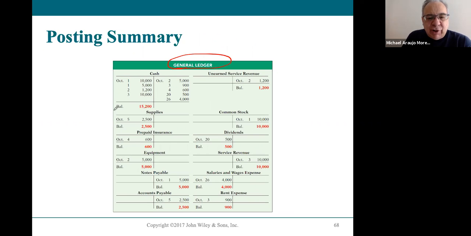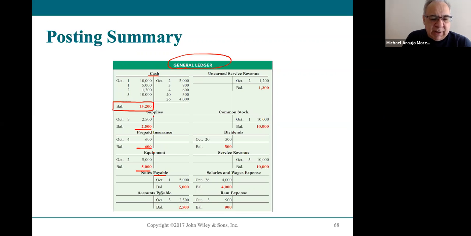The balance in the cash account is a $15,200 debit balance because the debit side of the cash account is larger than the credit side by $15,200. So the $15,200 is a debit balance in cash. Cash, being an asset account, has a normal debit balance. Supplies is easy because we only had one entry, so that is also the balance. Same thing with prepaid insurance and equipment. All asset accounts, all of their balances are on the debit side of the account.